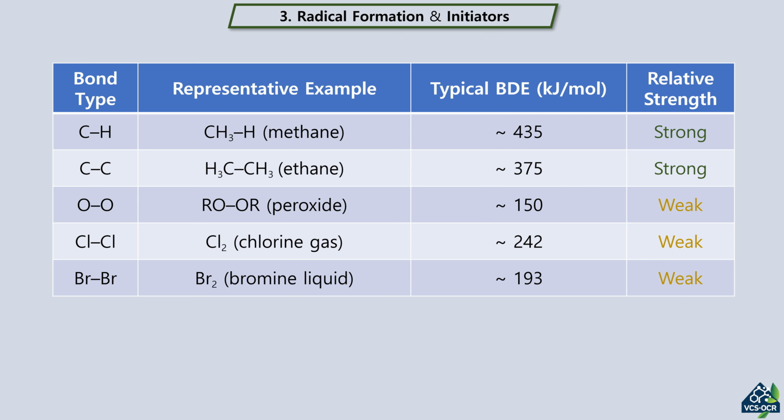However, in peroxides, the central O-O single bond has a remarkably low BDE, roughly 150 kilojoules per mole, due to severe lone pair repulsion between the adjacent oxygen atoms. Halogen bonds similarly exhibit low BDEs, allowing light or mild heating to trigger homolytic cleavage effortlessly.